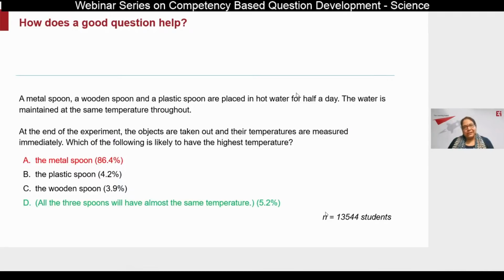First detail is this: these 3 spoons have been put in hot water, but for half a day. It's not, say, 5 minutes or 10 minutes, where the role of good or poor conductor can play out in terms of their temperatures. It's almost half a day that these are put, and the temperature is maintained throughout. The correct answer here is actually that all the spoons, irrespective of the substance they are made of, would have almost similar temperature, just because they are in the same water bath.